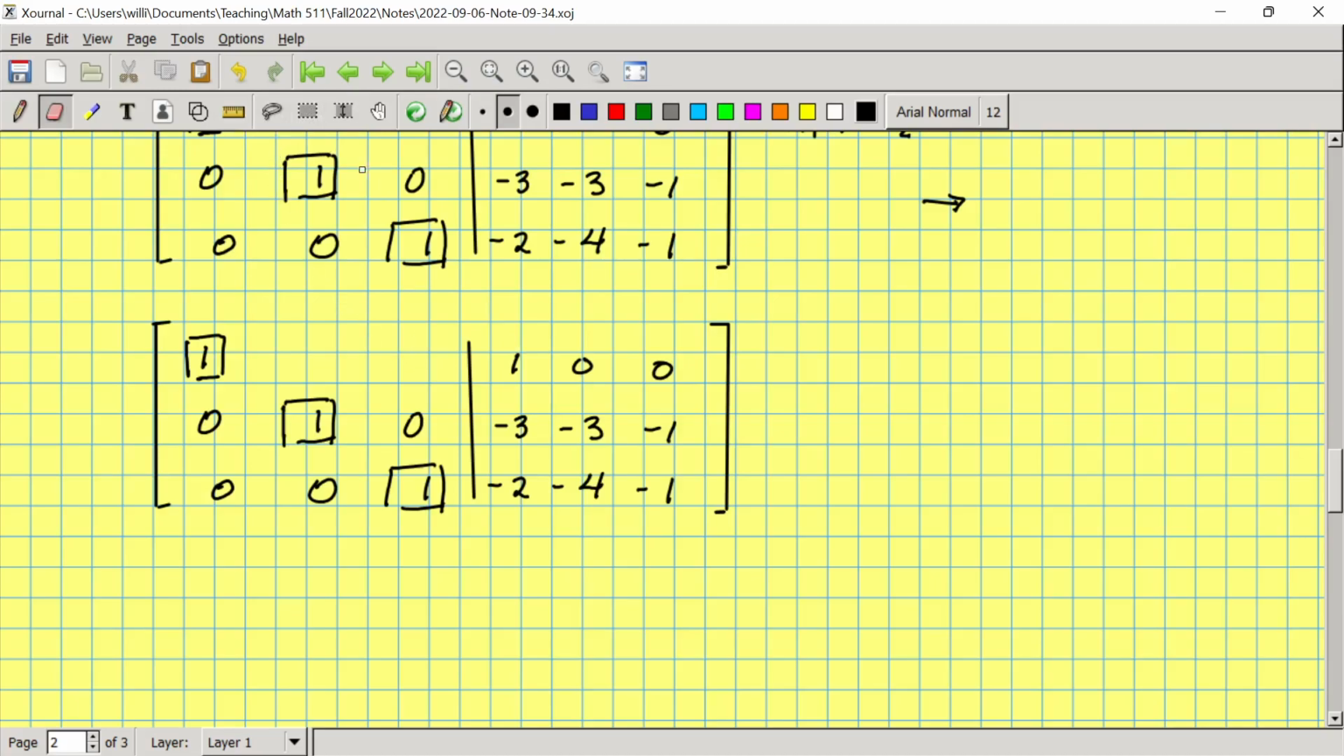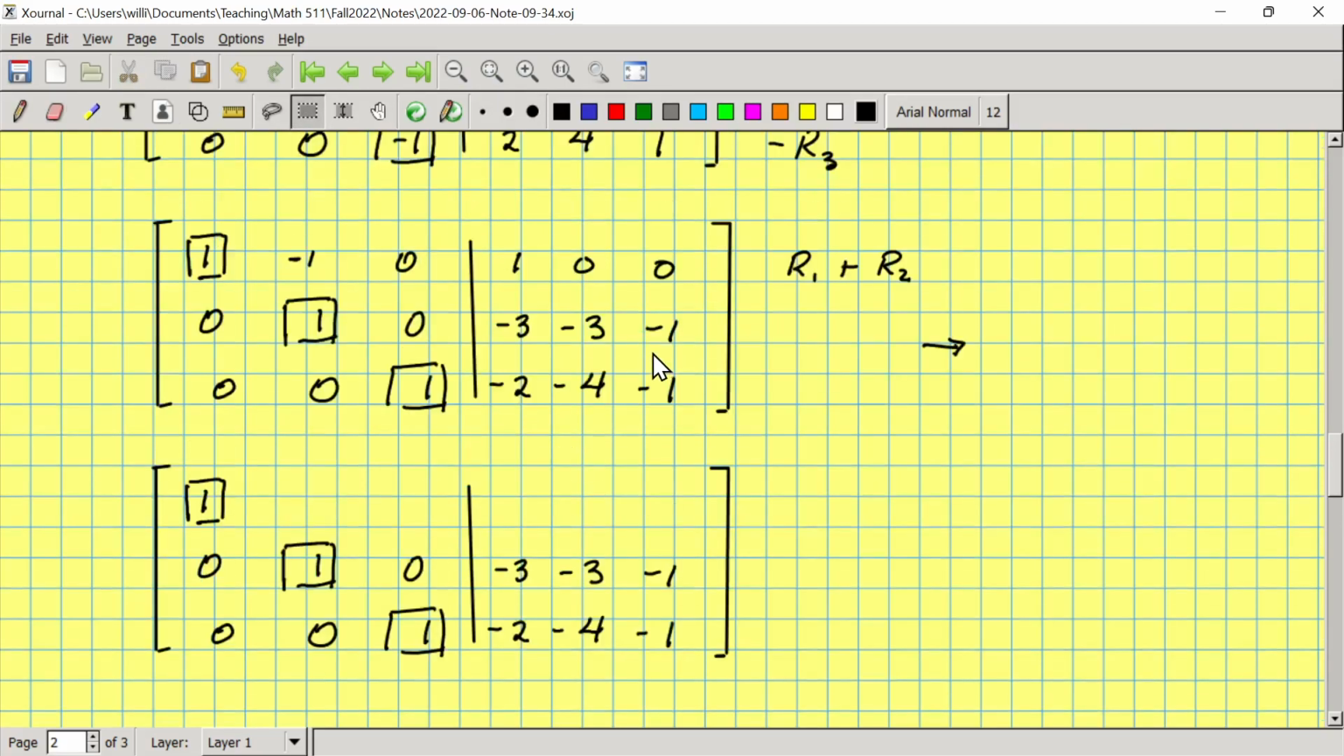This probably changes too. Okay. So we're adding -1 plus 1 is 0, which is what we wanted. We wanted to use 0 above the pivot as well as below it. Okay, 0 plus 0 is 0. It did not change. 1 plus a -3 is -2. 0 plus a -3 is -3. And 0 plus a -1 is -1.